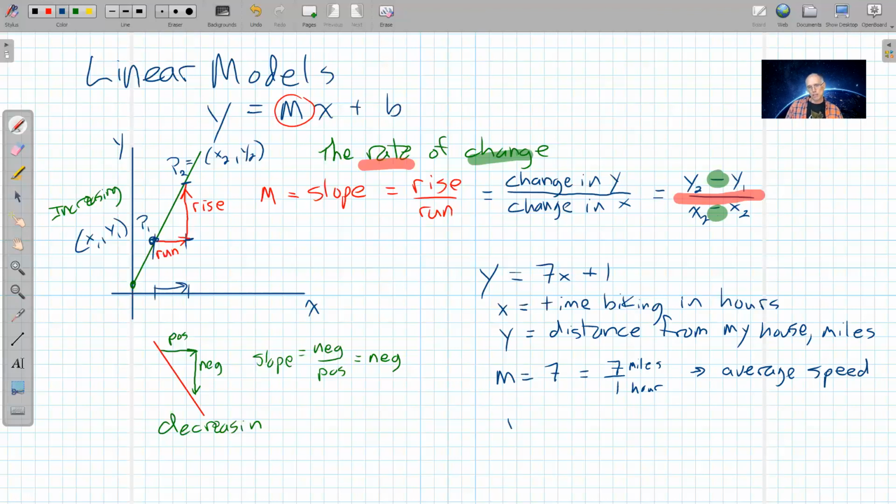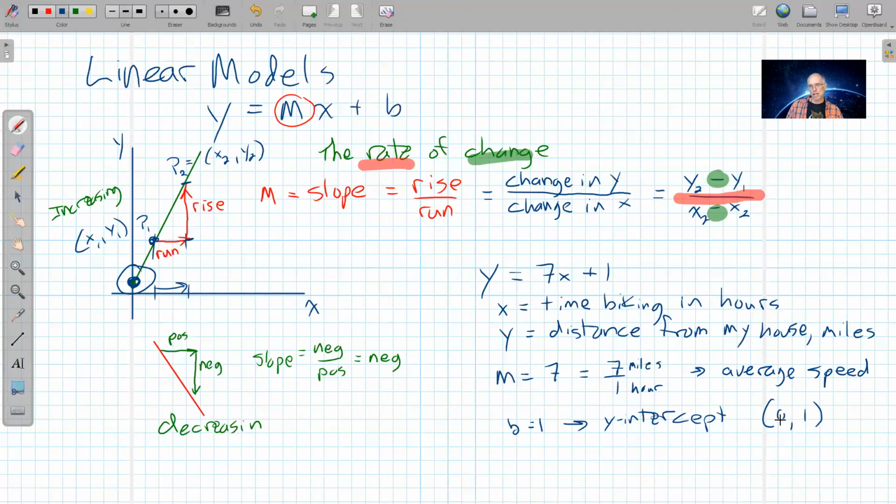The b is 1 in this case up there, and the b is often referred to as the y-intercept. It's this point right here on the axis. At that point, I haven't really gone left or right from the y-axis, so x is 0, and y is whatever that number is. So the y-intercept is a point.